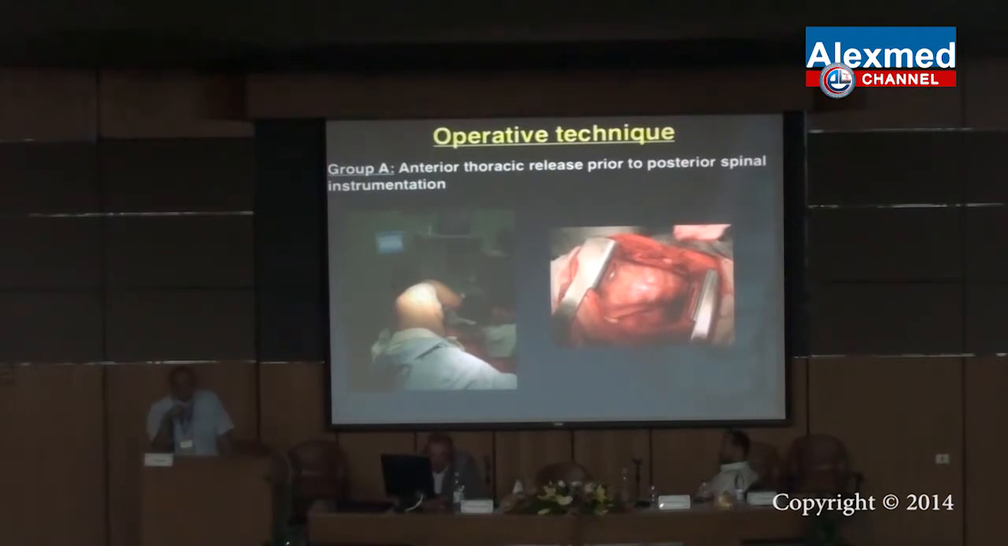We release from 3 to 5 levels: the apical disc space and 1 to 2 levels above and below, with complete disc removal and release of the anterior longitudinal ligament. We preserve the posterior longitudinal ligament to avoid cord injury, and we pack the disc space with gel foam and bone chips from the excised rib.